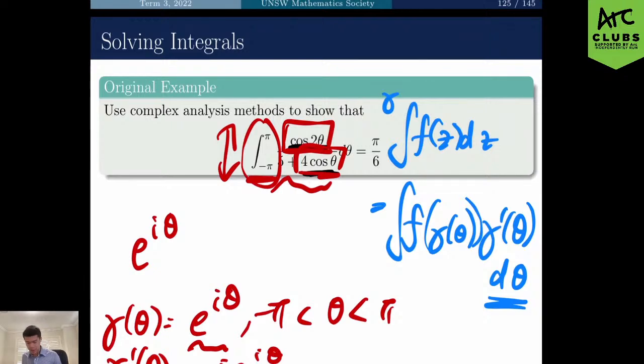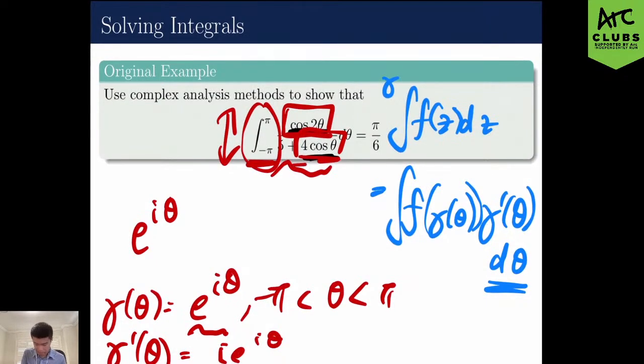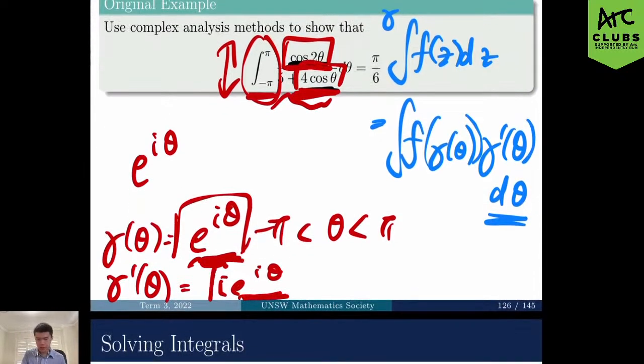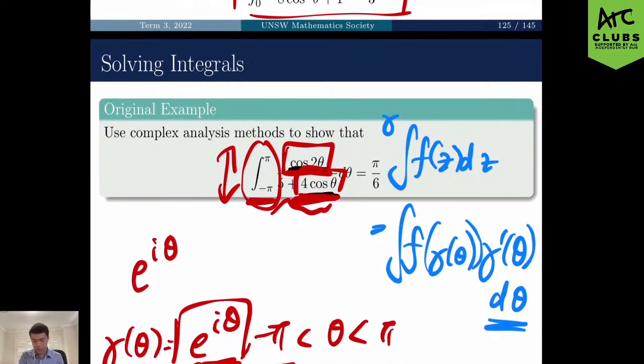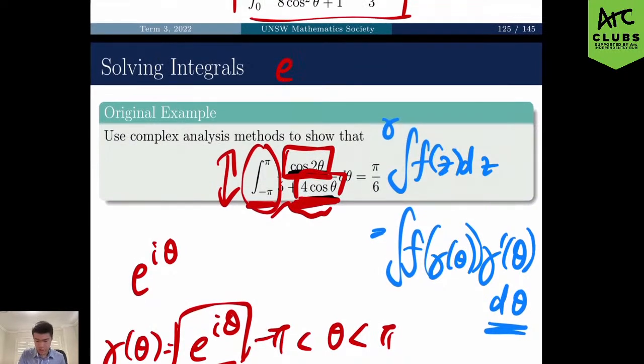Anyway, back to this. Looking at this, we need to somehow express everything in terms of e^(iθ), and we need to somehow shove this derivative term into it. So all we do is that classic expansion where cos θ is equal to (e^(iθ) + e^(-iθ)) divided by 2.